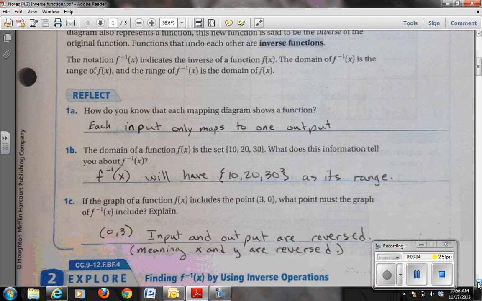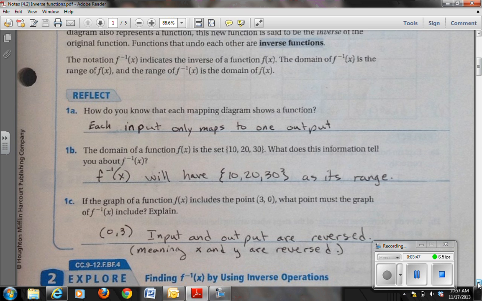It says, how do you know that each mapping diagram shows a function? Okay, so they're trying to get us to remember what exactly a function is. A function basically needs to pass a vertical line test, which means that when you plug in any number for x, you only get one number out for y, not two different values. So as long as each value of the inputs goes directly to one value in the output, we can call it a function. You wouldn't want to have a number in the input with two arrows coming out of it going to two different places. That would not be a function. So how do we know that each mapping diagram shows a function? Well, because each input goes directly to one output, not more than one.